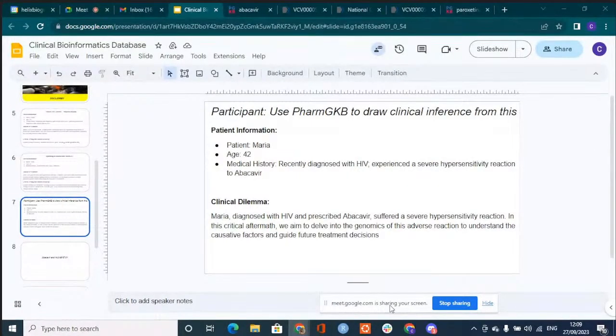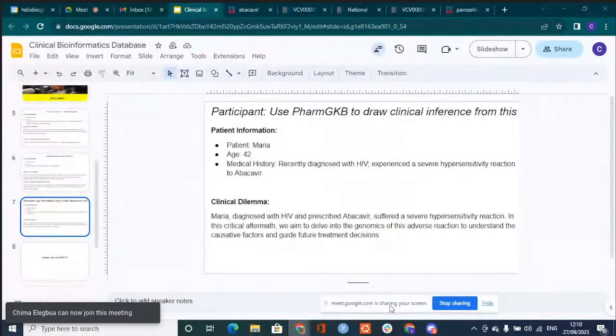The information that we have here is a patient named Maria. Her age is 42. She was recently diagnosed with HIV, and she experienced a severe hypersensitivity reaction to Abacavir. After taking this HIV drug, our clinician decided to look at her genomic makeup to know what could cause this hypersensitivity reaction.